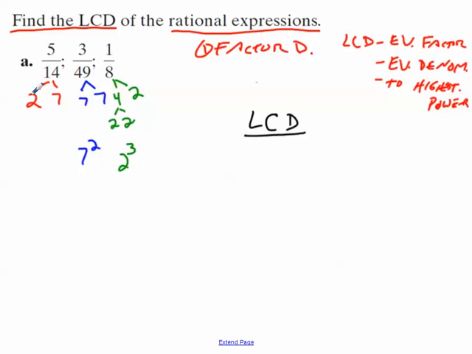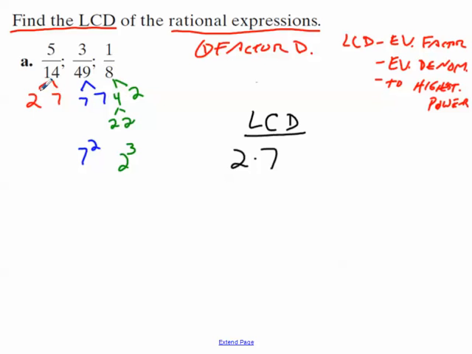I'll go through here and say, well, I've got to have a 2. I've got to have a 7. I've got to have a 7, which I've got. And we'll take care of the powers soon. I've got to have a 7. I've got to have a 2. The 2's there and the 7's there. So the blue factor is 7. The green factor is 7. And now we've listed every factor from every denominator.